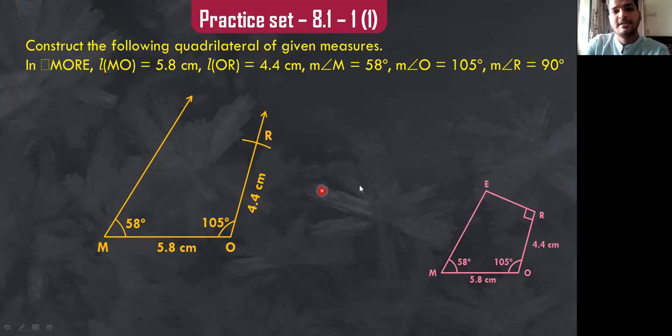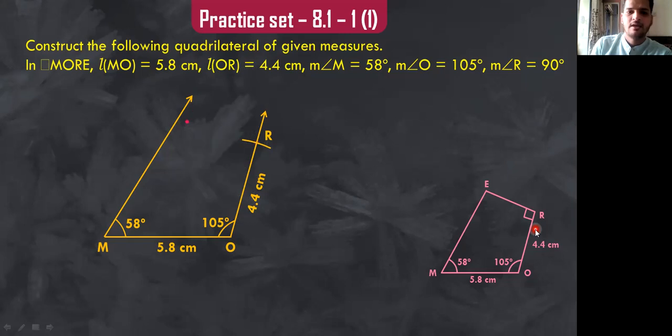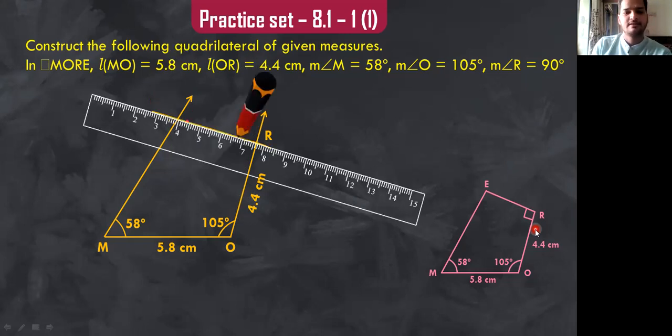Now which point is remaining, students? Point E. Now point E and R, that is segment ER, they are making. This segment ER is perpendicular to OR, right? So how to make a perpendicular? Correct. We will take the help of a protractor. Place it on the point R. Now how much degree do we want? 90 degree. So we'll mark 90 degree here and we will join with the line segment.